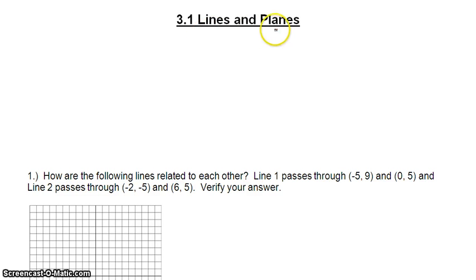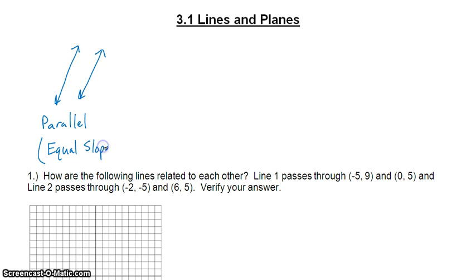When two lines are in a plane, such as the piece of paper in front of you, one of the possibilities is that those two lines never intersect. When they never intersect, the lines are parallel. In order to prove that we have parallel lines, we need to show that those two lines have equal slopes.